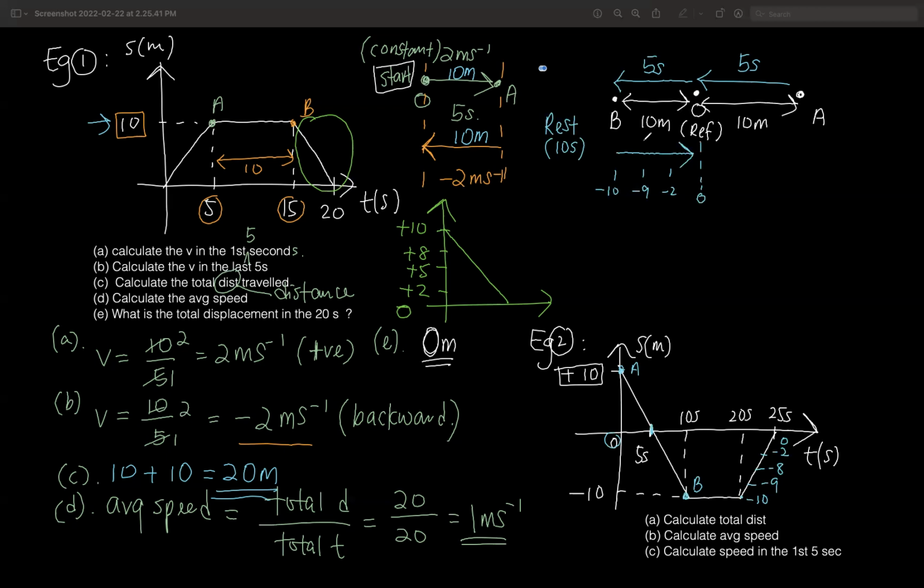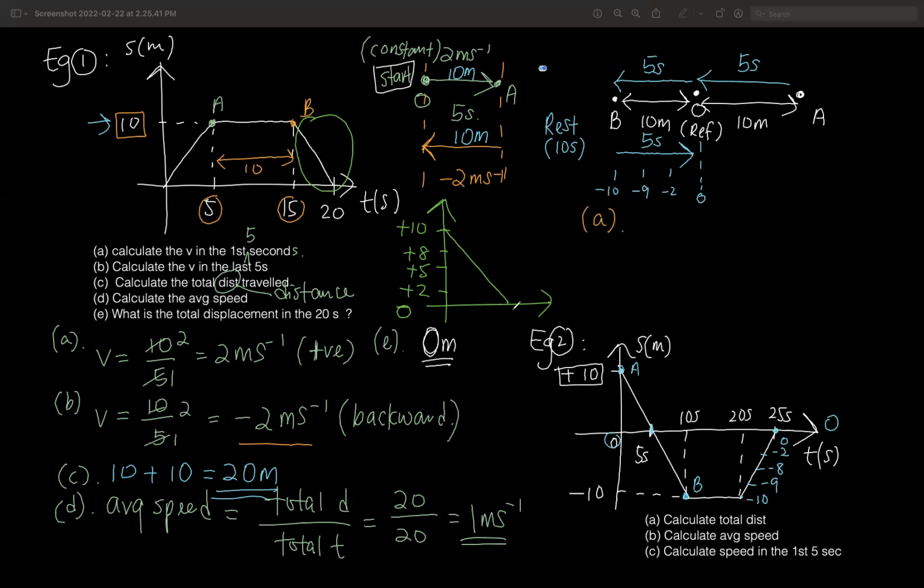In 5 seconds also. Okay, so here is O. That shows your motion. Okay, you need to be able to describe the motion from the graph. Now, once we have understood the motion, now we go on solving the questions.